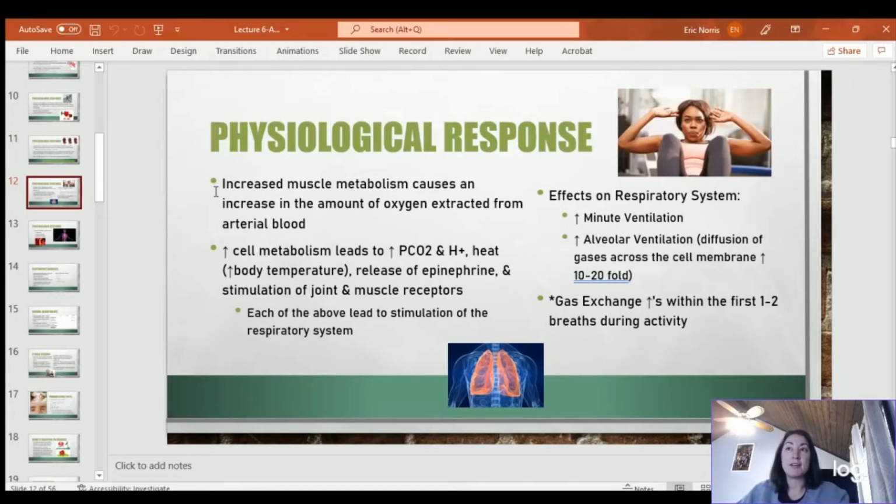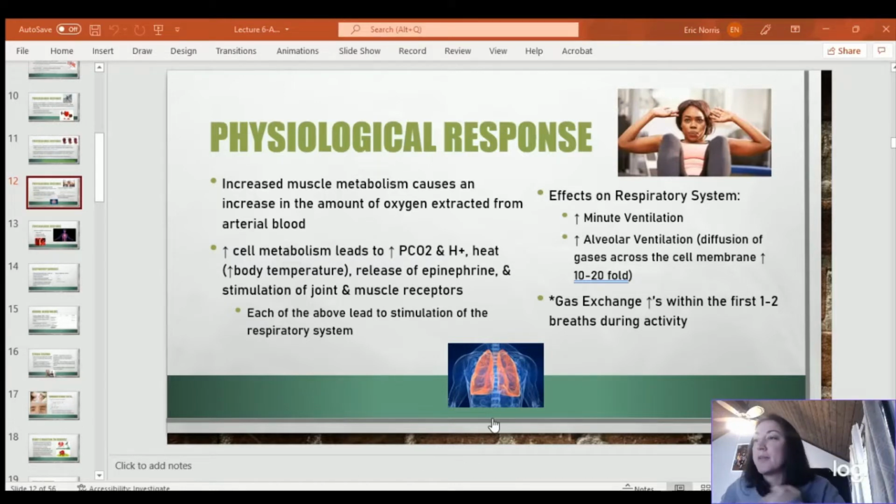Also, when we work out, increased muscle metabolism can cause an increased amount of oxygen extracted from the bloodstream, from the arteries, and an increase in cell metabolism increases the carbon dioxide pressure, PCO2, and the hydrogen.